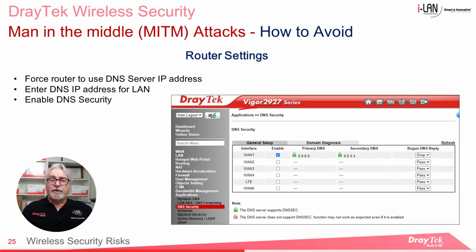The next step is to go to DNS security settings in the Applications menu. Here we enable DNS security for the WAN and select Drop for bogus DNS reply. You should see the green lock icons for both the primary and secondary DNS settings, indicating that DNS security is enabled.